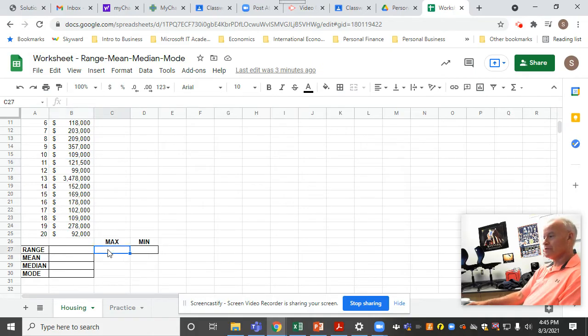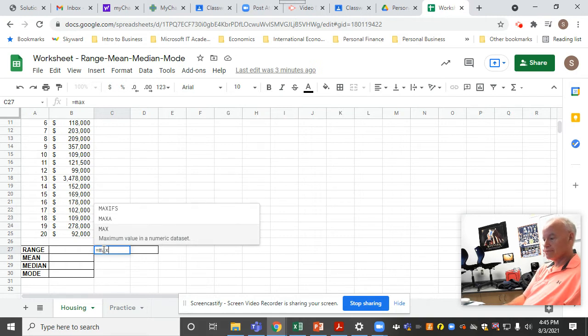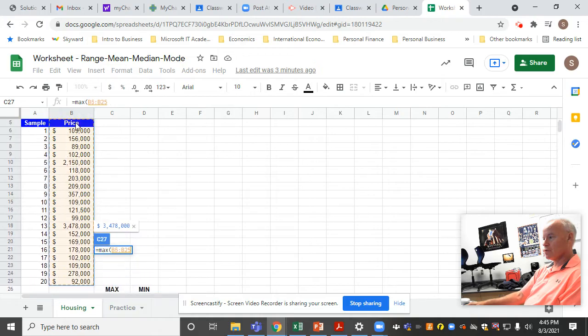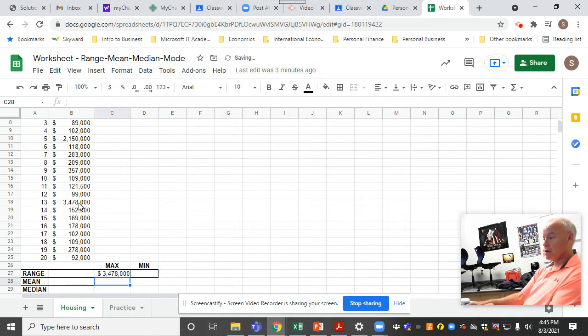So I'm going to come down here to max. I'm going to say, okay, what's the max or the maximum amount in that range? I'm going to say equals max, left parenthesis, and just drag through and select the range. And by the way, another Excel 101 is, I should have to put the parenthesis on the right, but if I just hit enter, bam, it just puts it in there for me. The maximum amount is $3,478,000 in our 20 home prices.